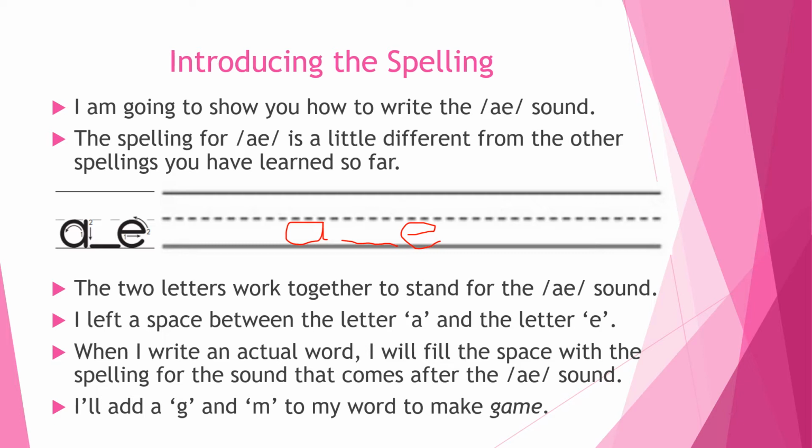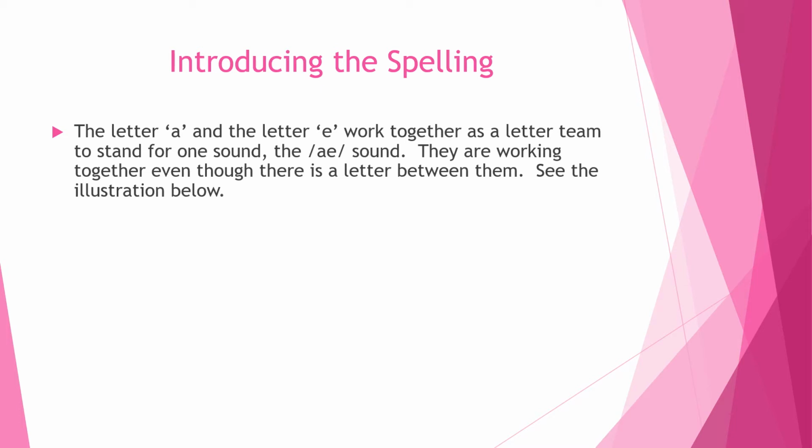So now let's write an actual word. I'm going to add a G as the beginning sound of this word and an M in between our A and our E. What word did I just make? This is the word game. The letter A and the letter E work together as a letter team to stand for one sound. This is what we call a vowel digraph. That sound is A. Say A. The letters A and E are working together even though there is a letter or space between them.